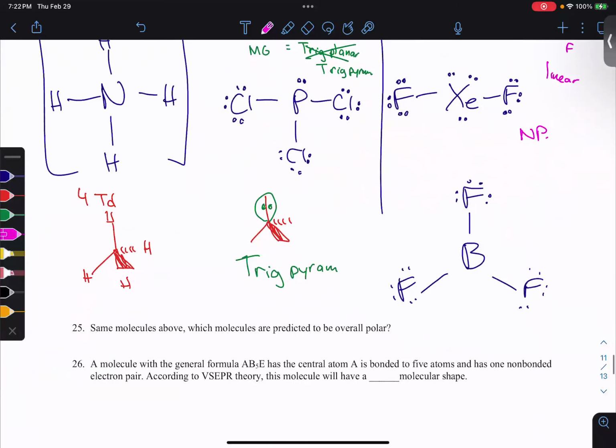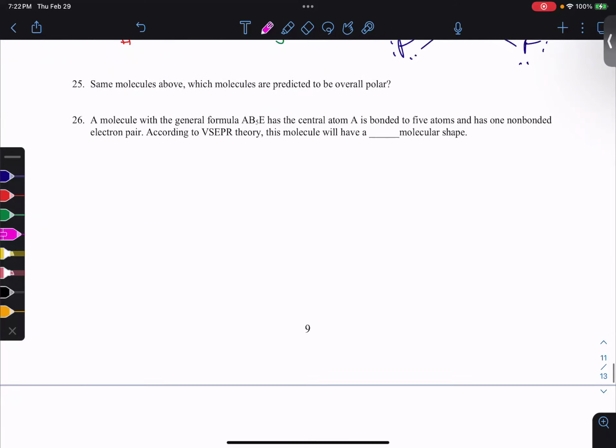All right, BF3, polar or nonpolar? Nonpolar, because everything's 120. Perfect. Okay. All right. Here's another way I can ask questions like this.